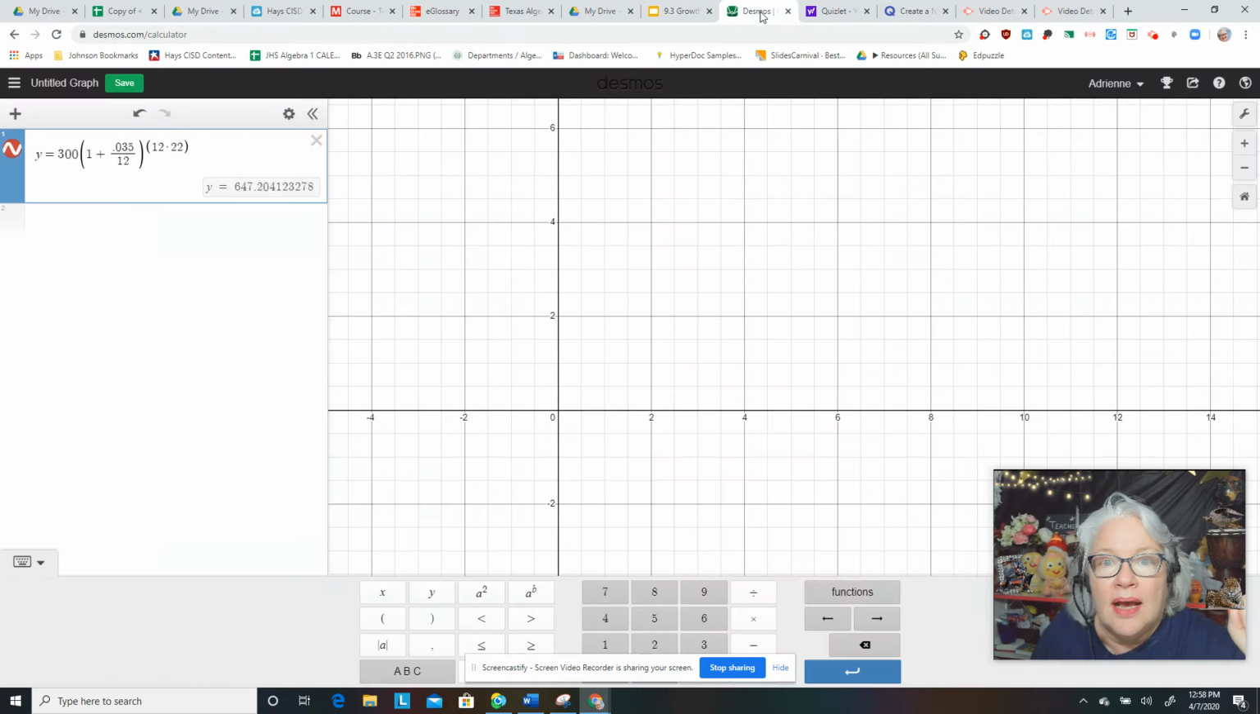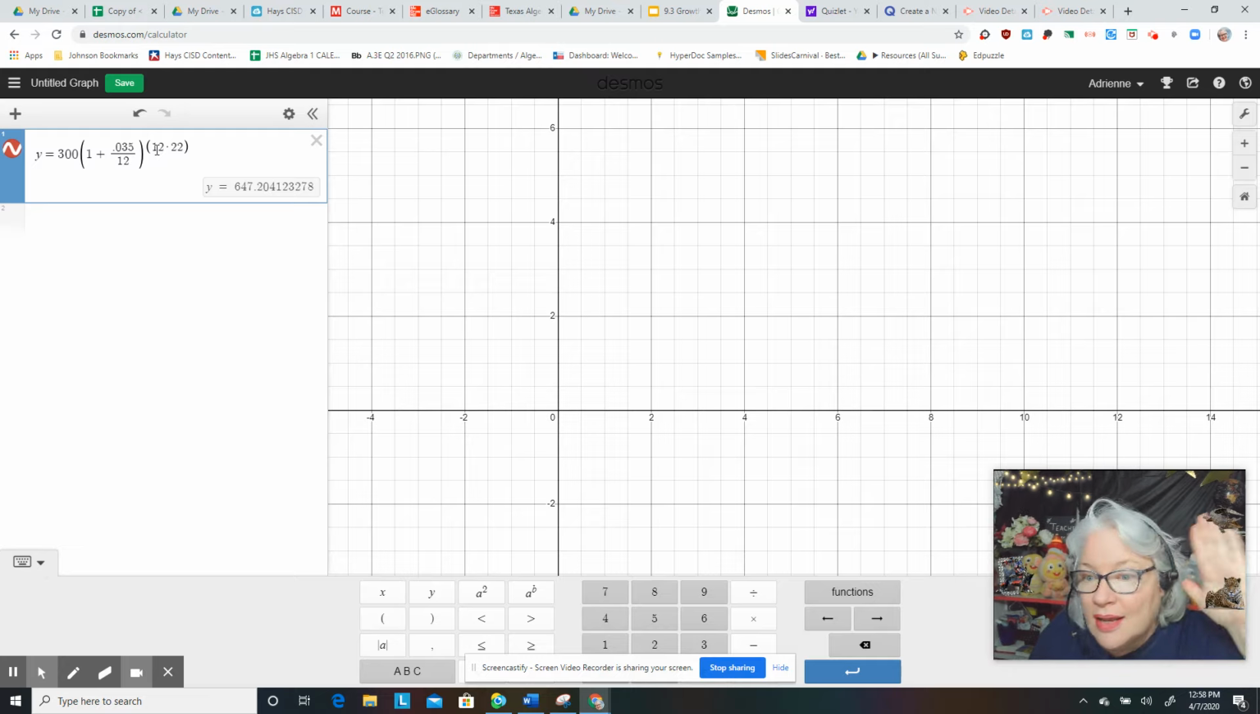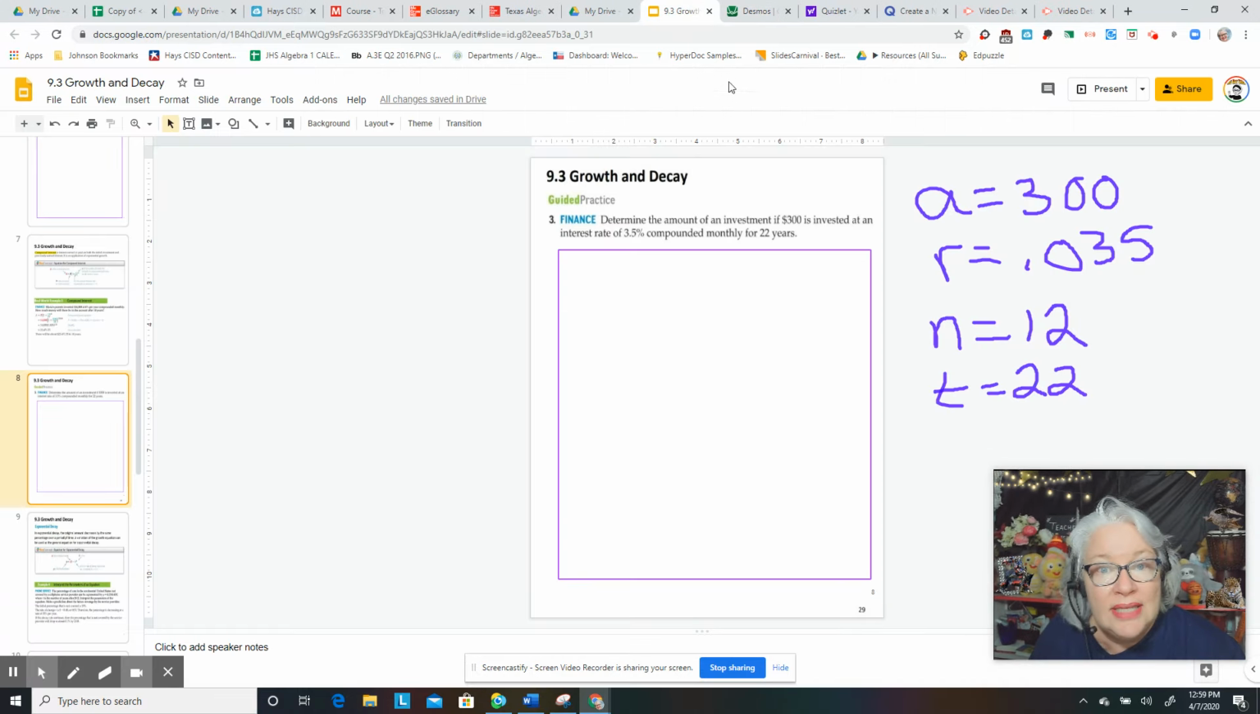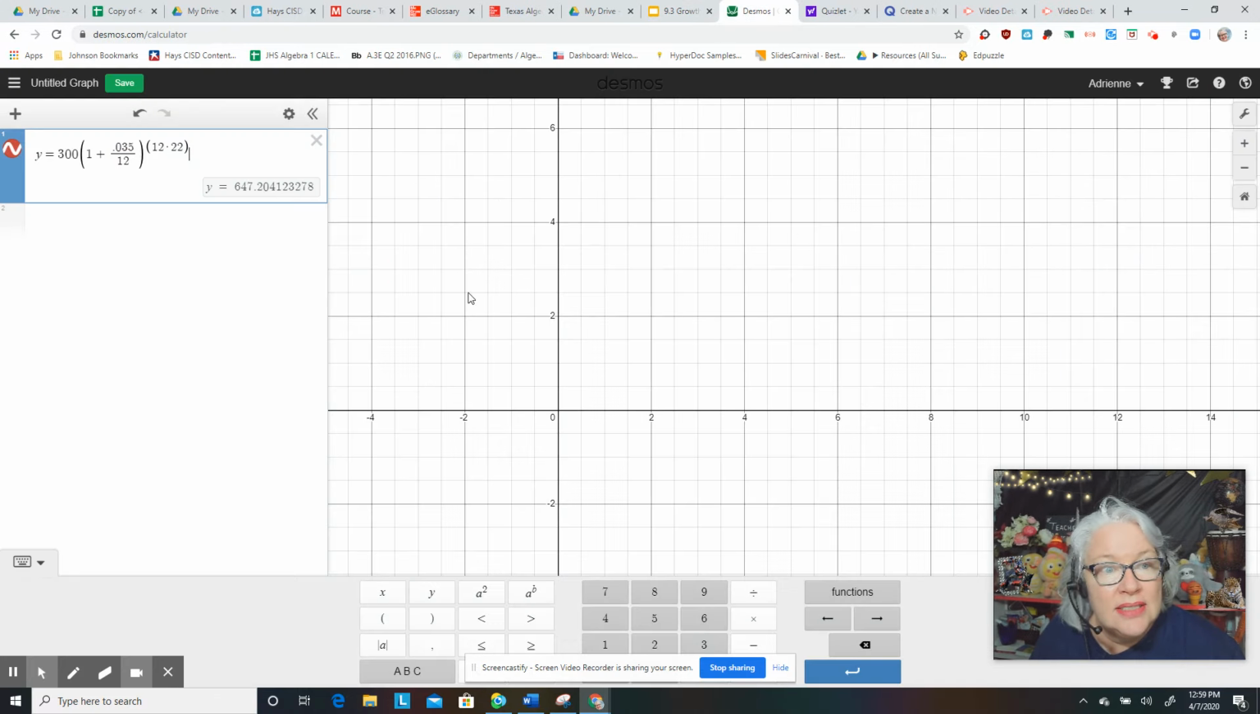All right, I believe there it is in decimals. Our $300, 0.035, that's our interest rate, 3.5%, compounded monthly. N, how many months in a year? 12 months in a year. How many years are we investing? 22 years. So t is 22. All right. Oh, there's our answer staring us in the face.